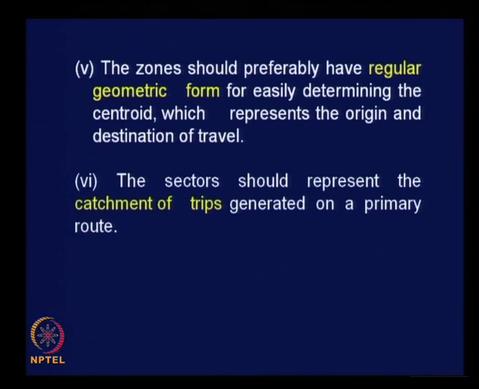Similarly, if you have an arterial road, if a lot of commuters just converge towards that arterial road for commuting from the adjoining area, then the adjoining area becomes a commuter shed for this particular road. What is mentioned here is that sectors should represent the catchment of trips generated on a primary route. Once you have sector boundaries as major roads and railway lines, obviously the sectors will be the catchment area, right.